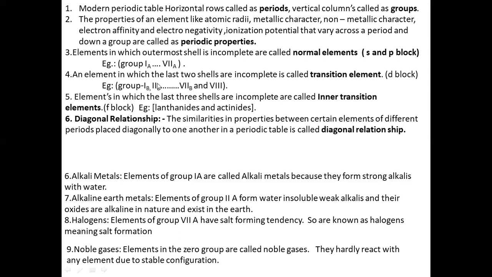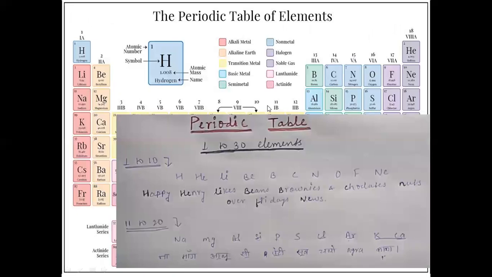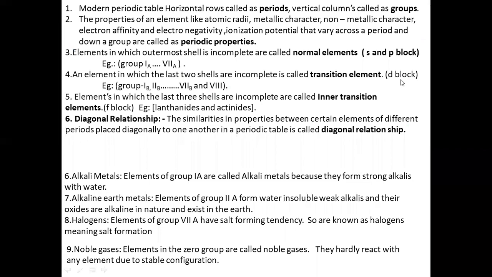Whereas 1B, 2B, 3B up to 7B and 8 are known as D block elements or transition elements. In between, whatever we have seen, 1B to 7B and this 8 in between, these are known as transition elements or D block elements. It may not be required but know the basics, which you already learned in 9th standard.